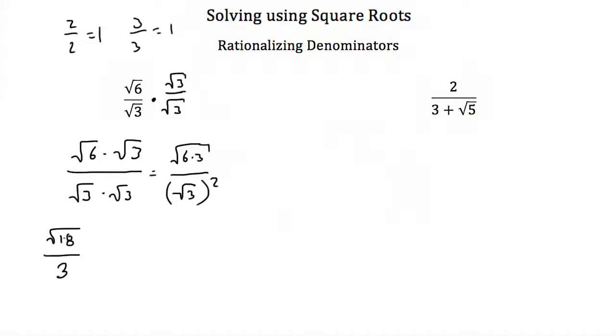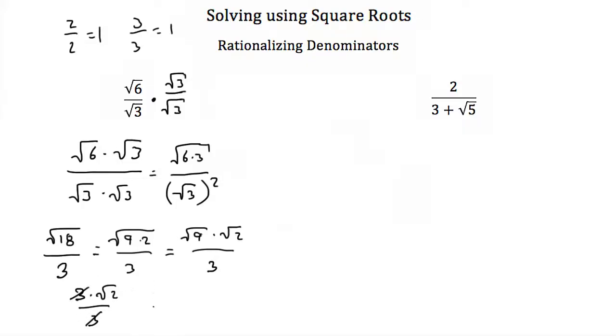But we're not quite done because we can still simplify this. We can think of the square root of 18 as the square root of 9 times 2. And then that would be the square root of 9 times the square root of 2. The square root of 9 is just 3. So we'd have 3 times the square root of 2, still over 3. Our 3's would cancel, and we'd be left with just the square root of 2. Let's look at our next example.